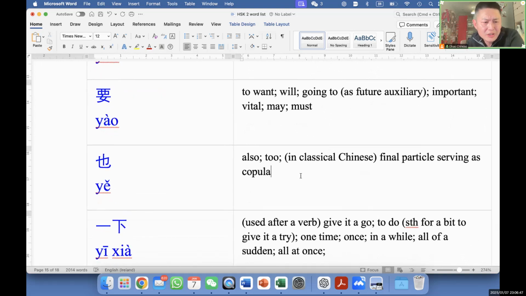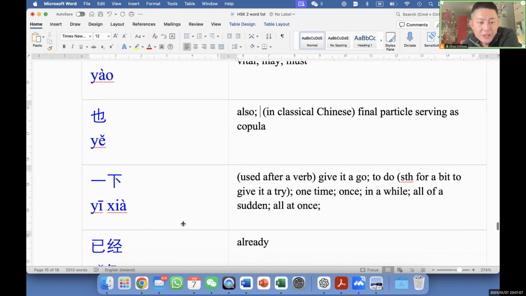Anyway, next one is yeah, also, or too. It's not really too because you don't put it at the end of the sentence. You usually put it at the beginning of the sentence. 你是老师，我也是老师, right?